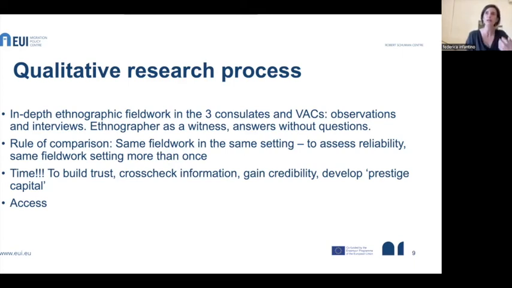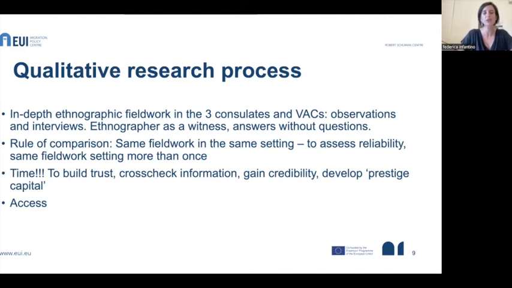So I think a good way of conducting this kind of research is having some fieldwork in some period, like 2 months. You do your research, then you go out, and then you come back after 3 months. Also because there's a lot of information that you gather, and time, which is the key element here for this ethnographic fieldwork.